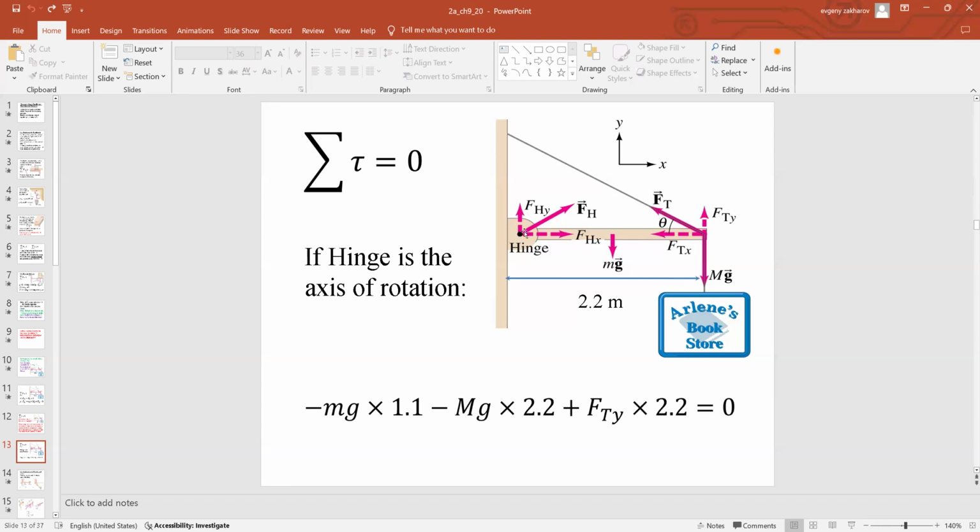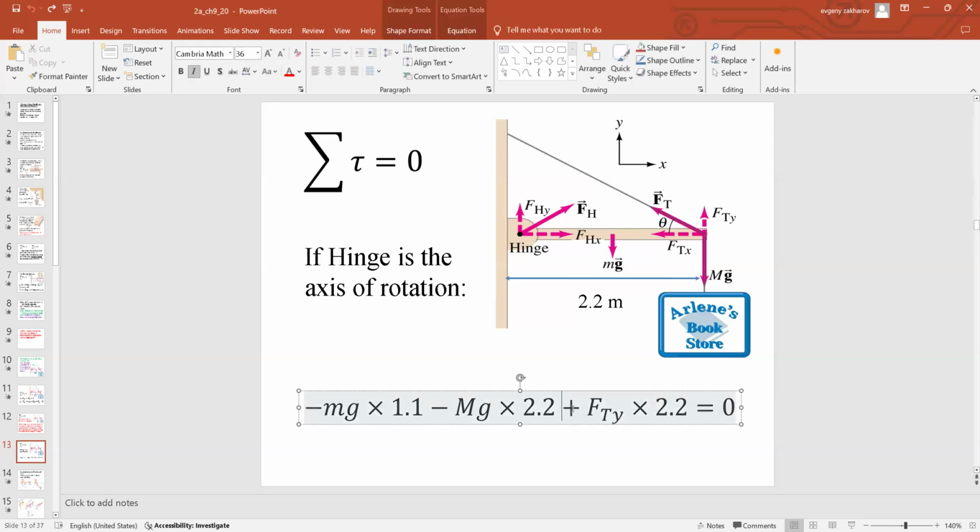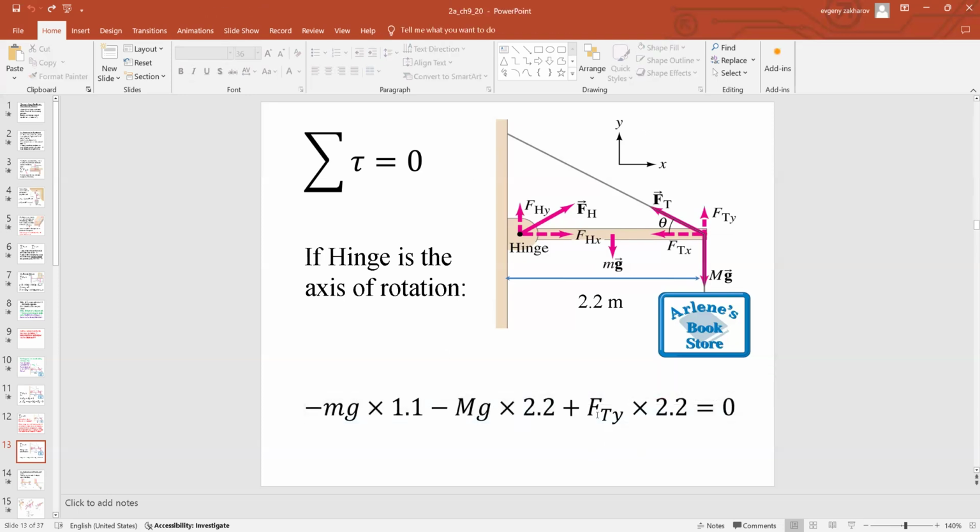The axis of rotation is the hinge. That's the smallest distance between the line of action and axis of rotation. This is 2.2 meters. Positive and negative, well, Ft sub y creates rotation counterclockwise, and counterclockwise means it's got to be a positive. Torque, so force, moment arm, and everything is positive. This is your expression for the torque from the tension force.